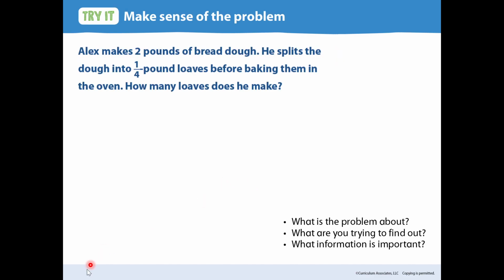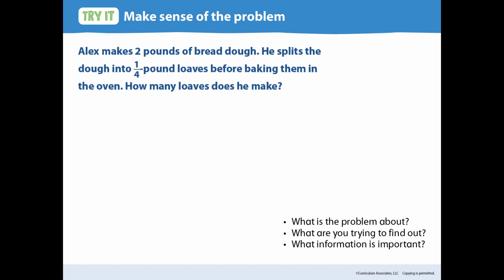Okay, this is the first problem in your workbook. Please follow along as I read it to you. Alex makes 2 pounds of bread dough. He splits the dough into 1/4 pound loaves before baking them in the oven. How many loaves does he make? Pause your video and find your solution. Use whatever strategy makes sense to you, and when you have your solution, press play again and we'll work through it together.